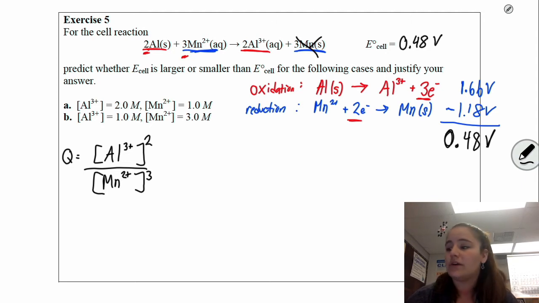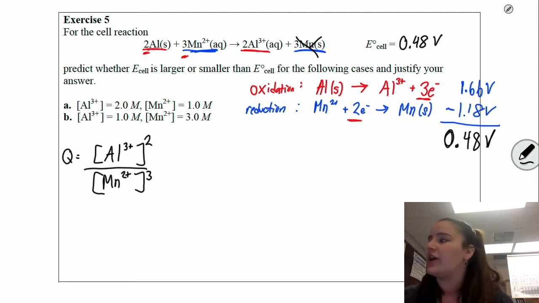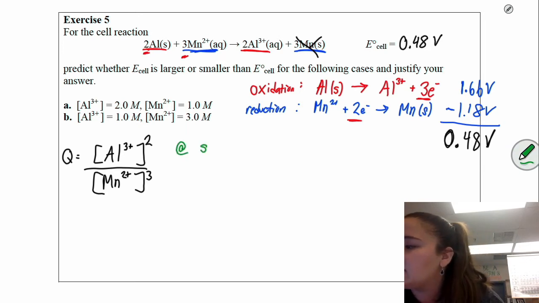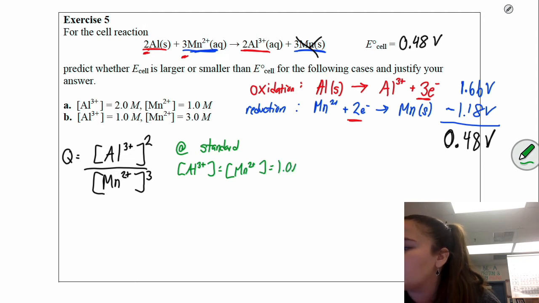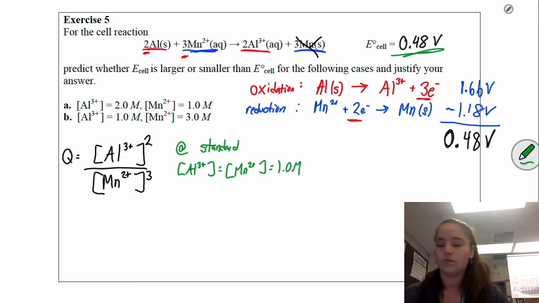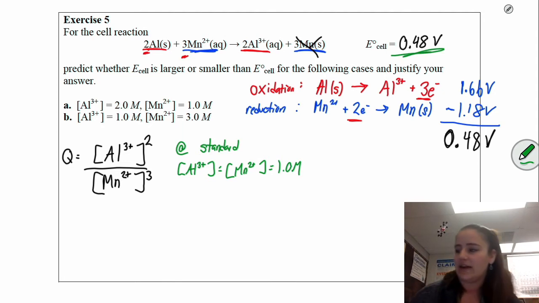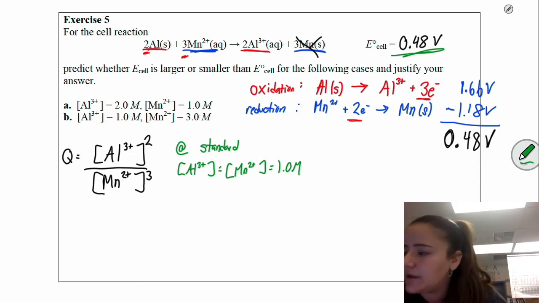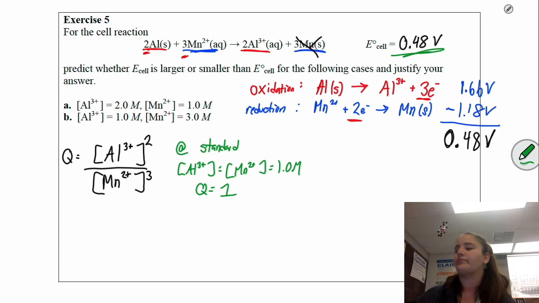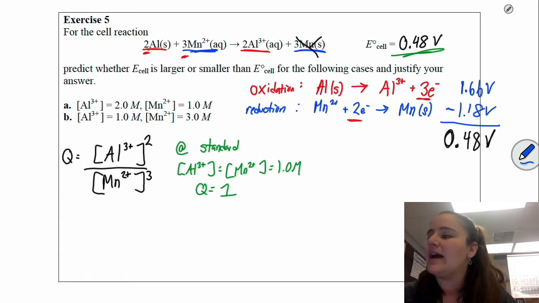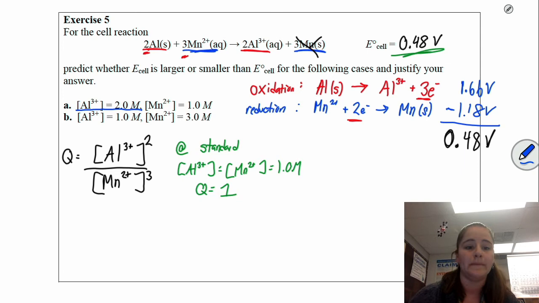Now, Q is going to be 1 at standard conditions. At standard, the concentration of aluminum 3 plus equals the concentration of Mn2 plus, and both of those are 1.0 molar. That's when the E cell equals 0.48. And 1 squared is just 1, so Q is 1.